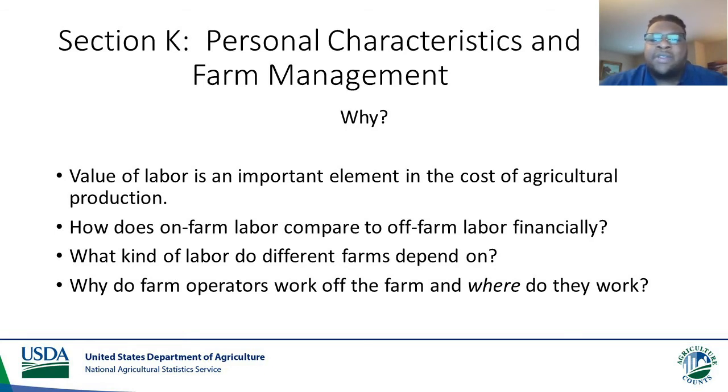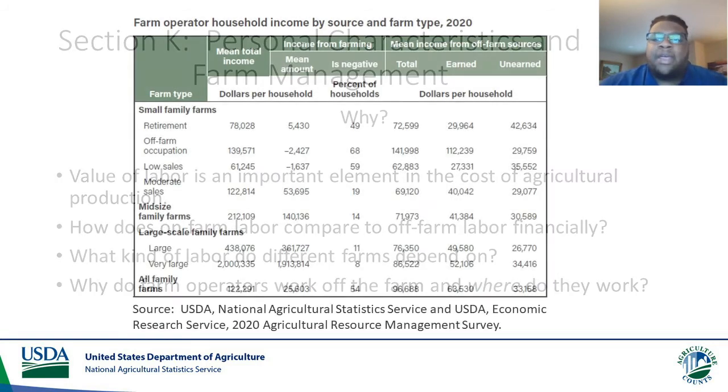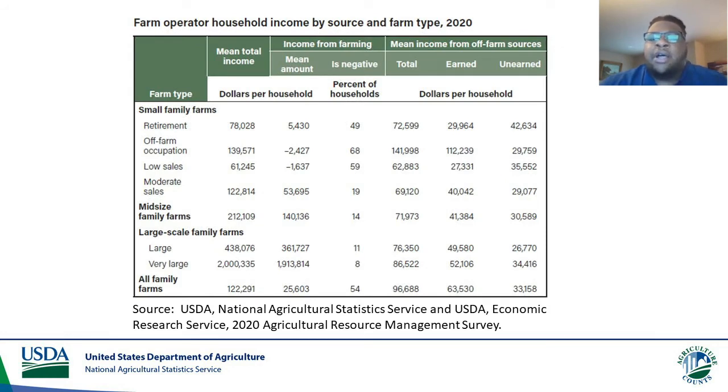Questions answered in this section include how much time producers spend working on and off the farm, and the types of workers different types of farms depend on. This section also determines why farm operators work off the farm and where they work. The following slides illustrate how the ERS summarizes some of the data collected in Section K.